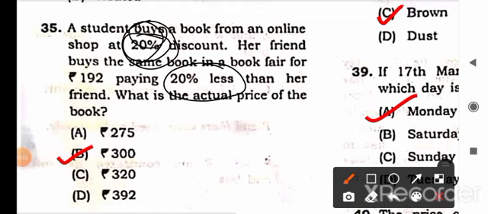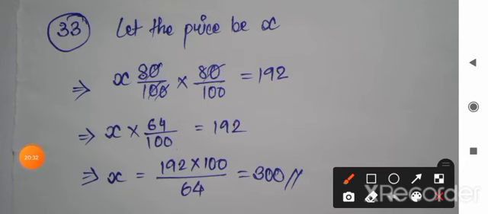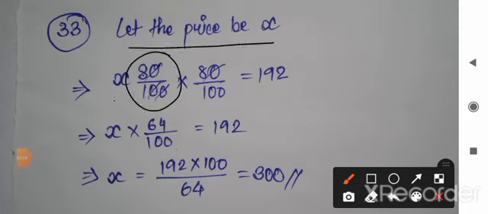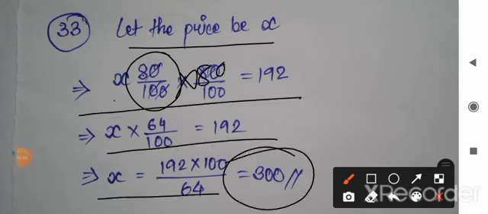So we'll solve this question like this. Let the price be x. x minus 20% discount means 80 by 100, 80% remains. Then 80% of that, because she also gets 20% discount, so the same 80% remains. So we will solve this sum, and after that we will get rupees 300 as the answer. Just pause the video and see something. You will already understand what's going on there.